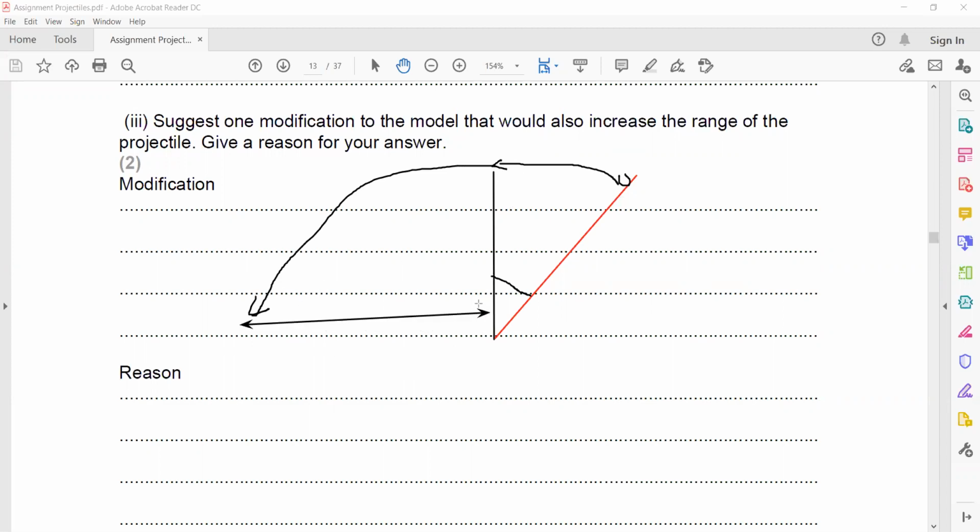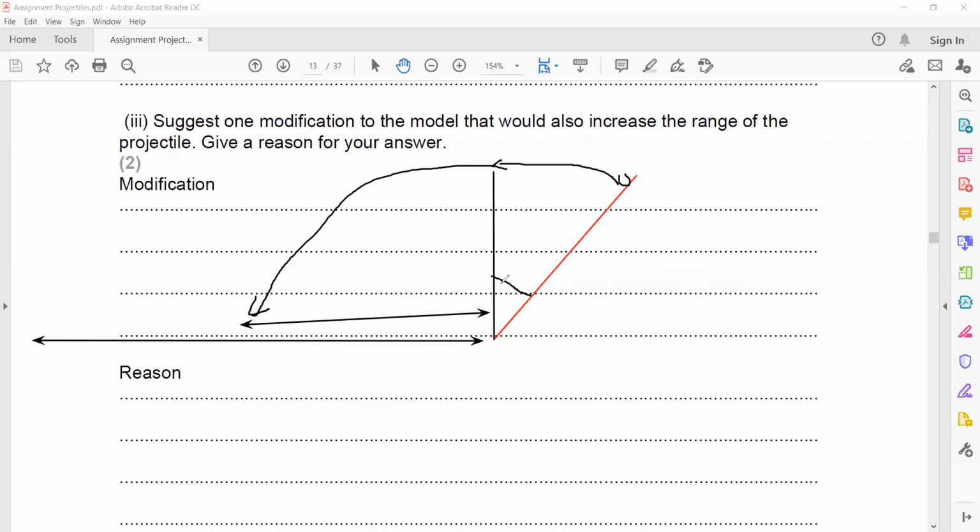But in the question, they're asking how we can increase the range, so that it can cover a greater distance. What we can do: mass is one thing, changing the mass, but that was already done in the previous part. So we can change the speed. And how can we change the speed?